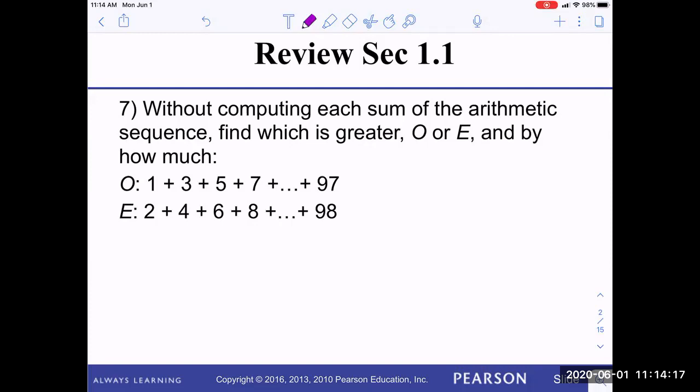Hopefully you can see that E is going to be the greater series because each term in E is larger by 1 than the corresponding term in O. So the issue is, how many terms are there?